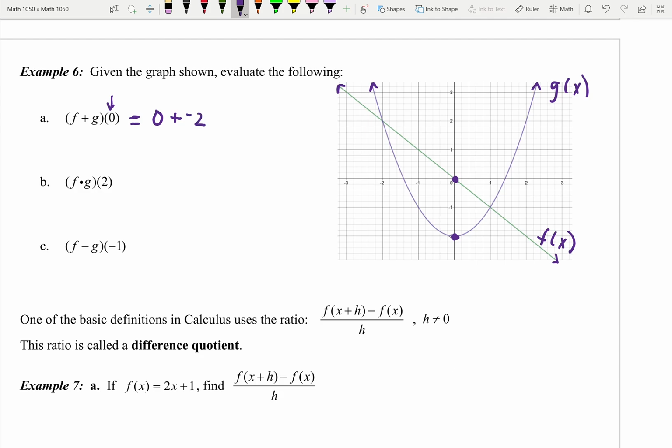Don't ever do that, plus or minus. That is just like bad because you're going to get confused. So plus or minus just means minus. 0 minus 2 is a negative 2, and you're done.